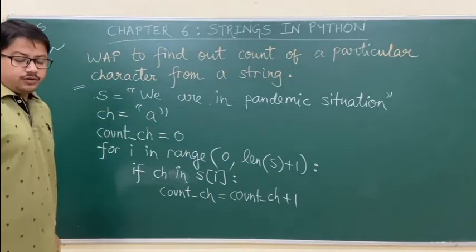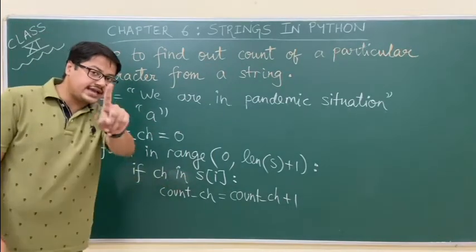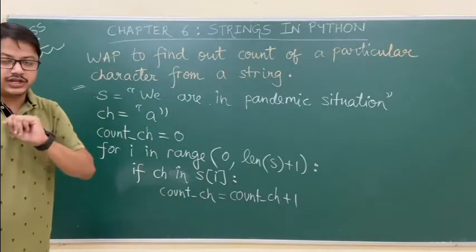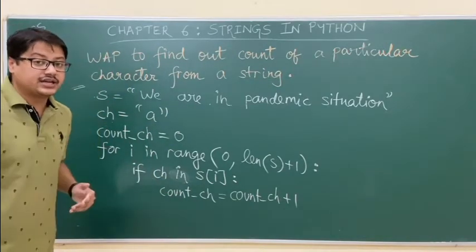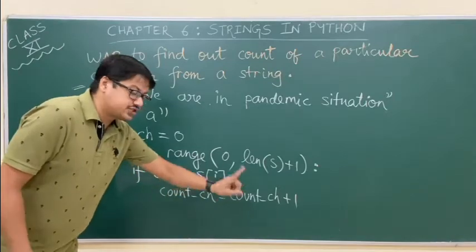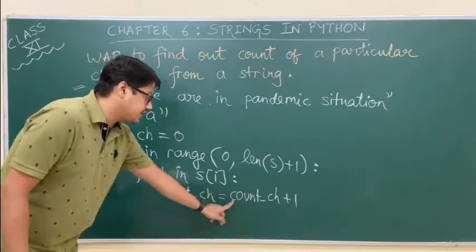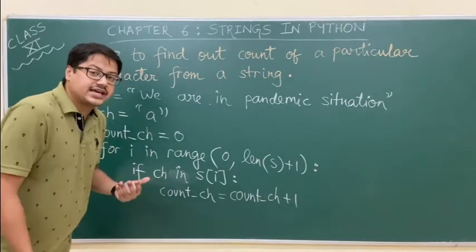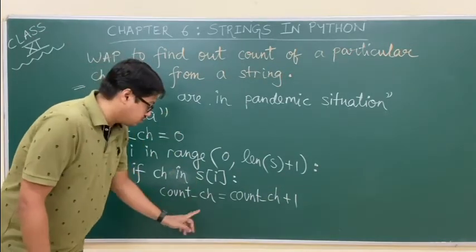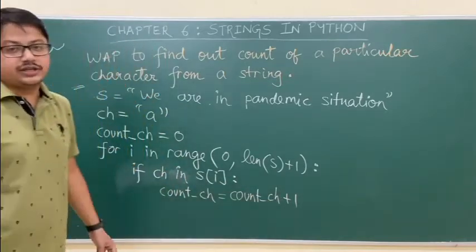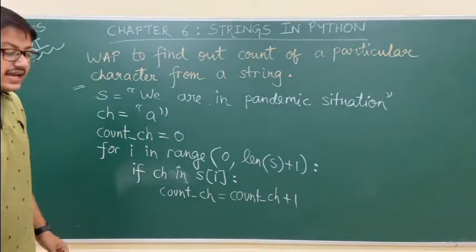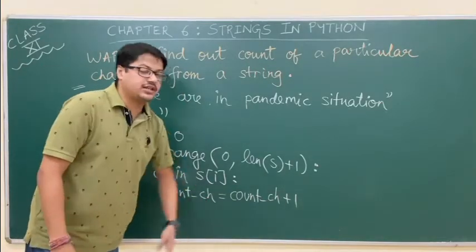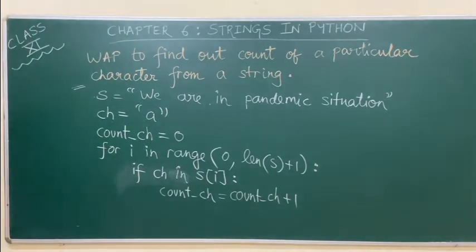Initially the counter will be 0. So the first time A is encountered, count of CH is 0 plus 1, so count of CH will be 1. If next time A is encountered, count of CH will already be 1, so 1 plus 1 is 2. Next time, count of CH is 2, so 2 plus 1 will be 3. Next time, count of CH will be 3 plus 1, that will be 4. That is why I am doing this.